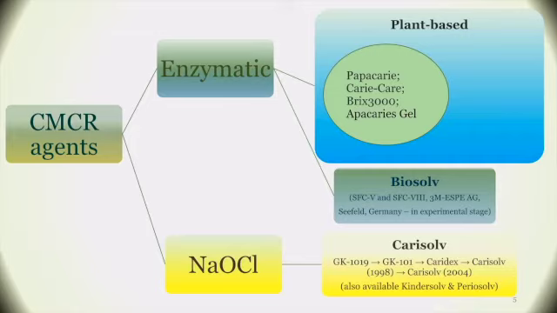We can divide chemical-mechanical caries removal agents largely into 2 groups, the first one being enzymatic, which contains plant-based preparates, and we have also Biofossil, which is also enzymatic but is still in experimental stage and is not available. Then the second group is sodium hypochlorite containing products, which is what is available on the market at the moment.